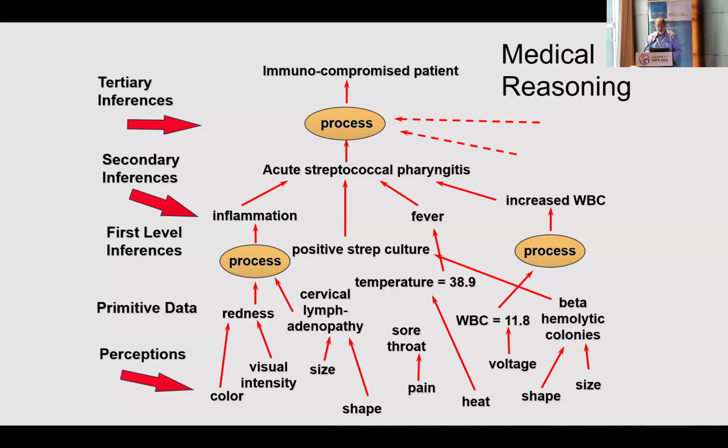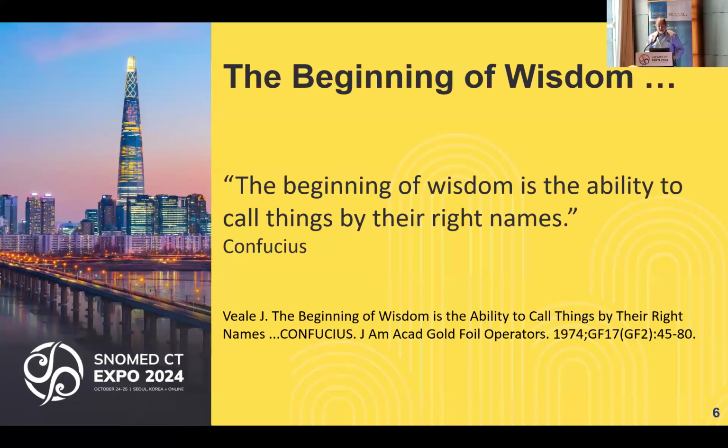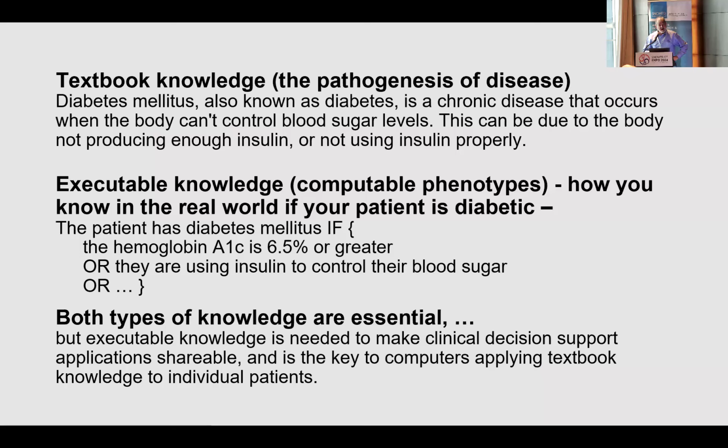The question is, how does the terminology fit into this? Attributed to Confucius is the saying, the beginning of wisdom is the ability to call things by their right names. And that's where the terminologies come in. LOINC and SNOMED are creating well-defined definitions for the elements that we then use in logic to create inferences, and then inferences on our inferences that result in advice and diagnoses and suggested treatments for patients.